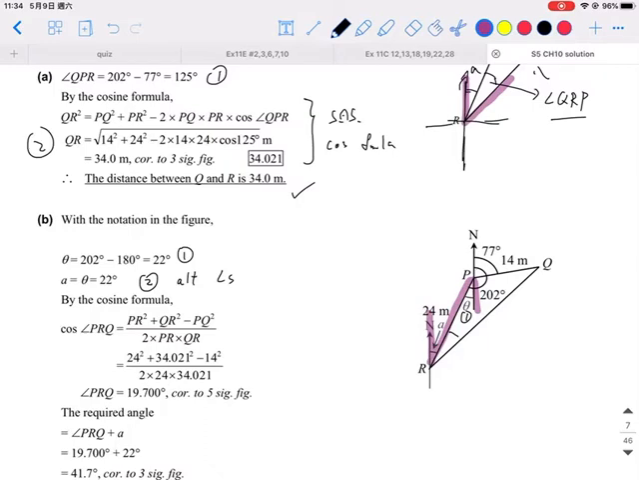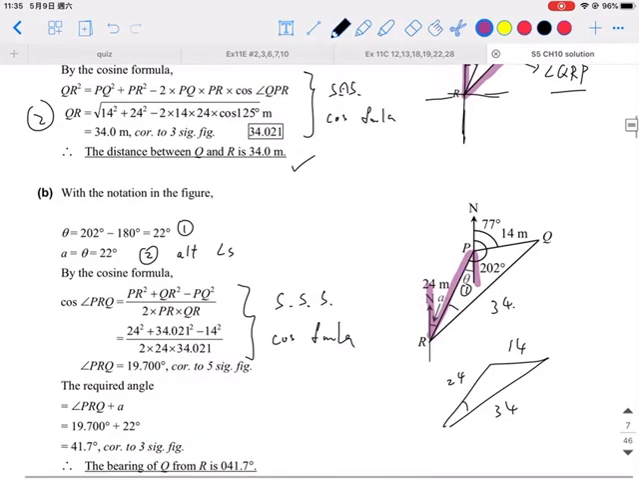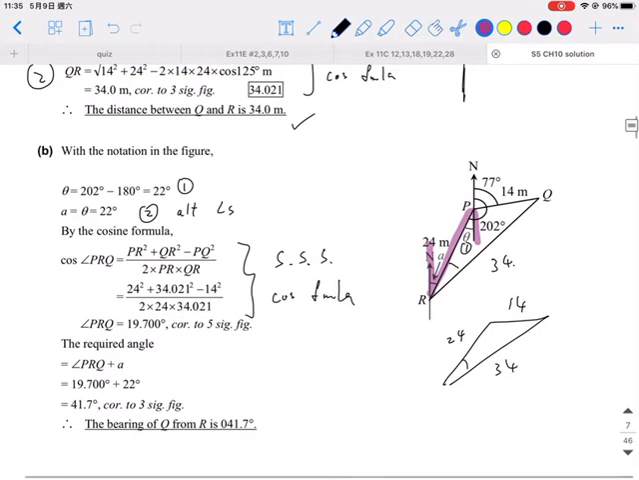Last time we found that QR is 34 meters, and we know three sides of the triangle. I'll draw it for you: one is 14, one is 24, and one is 34. So I can find the angle PRQ. It's the SSS format, so you can apply the cosine formula. Once we know the angle PRQ, we add them together, then you can get the answer. And remember, don't forget we need to give 3 digits, so we need to put a 0 before the digit 4.